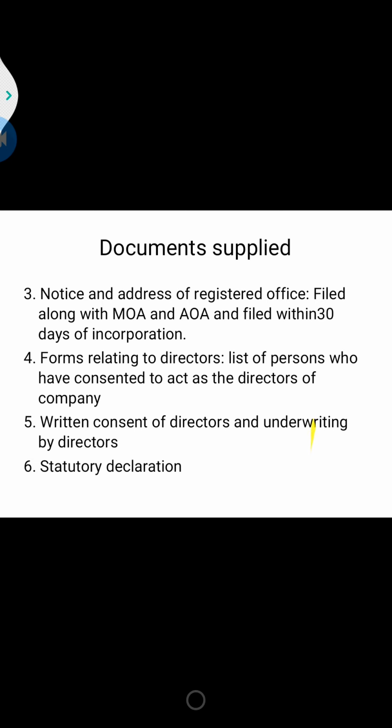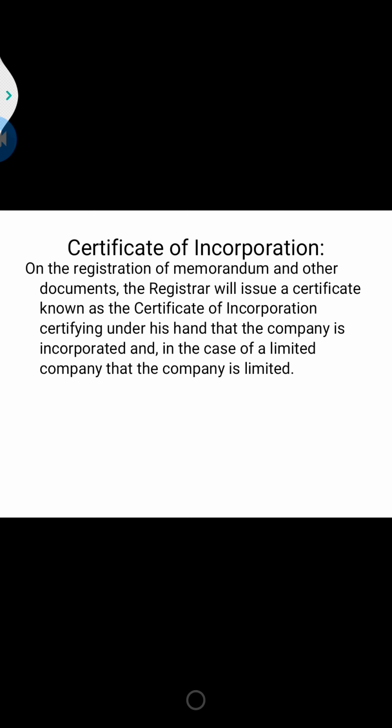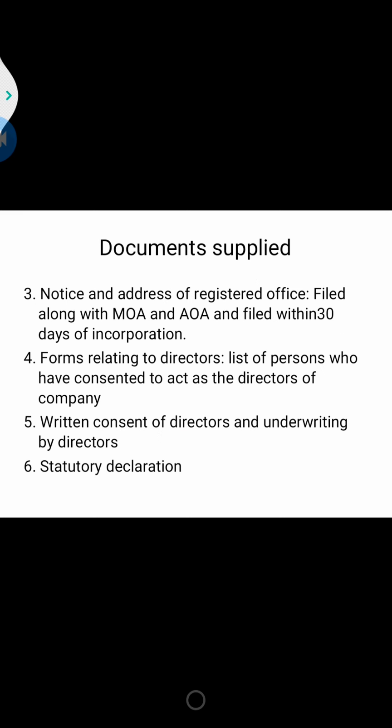Okay, so the next is written consent of directors and underwriters. Written consent of directors and underwriters means to be the director you have to purchase the qualification share. So you have to give in writing that yes, I am ready to act as a director of so and so company. Then the statutory declaration. Statutory declaration is nothing but a declaration that all the legal compliance, whatever the act says, everything in that I am going to agree with. So that declaration I am going to give. That is called your statutory declaration.